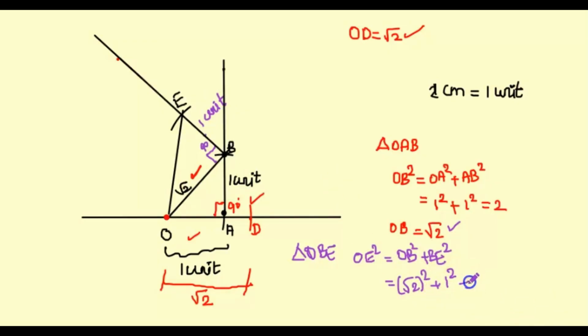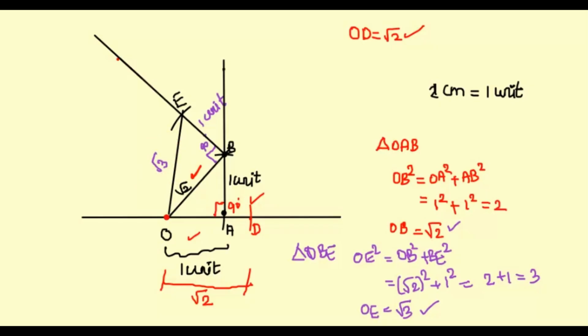So what is root 2 the whole square? It's nothing but 2. What is 1 square? It's 1. So which is equal to 3. So OE square is equal to 3. Then what is OE? It's nothing but root 3. So we got the OE measurement as root 3, but the E is not lying on the number line, that means it's not on the baseline.